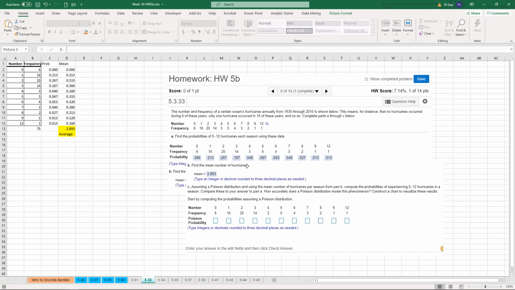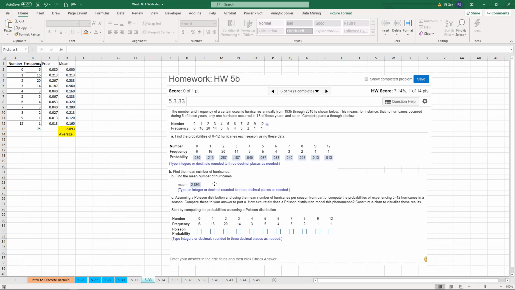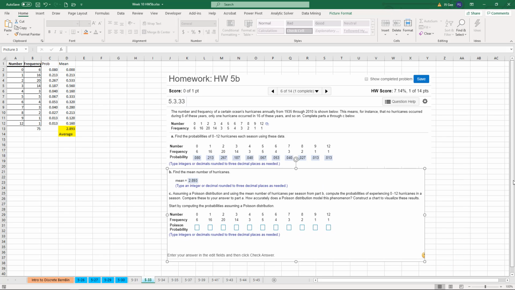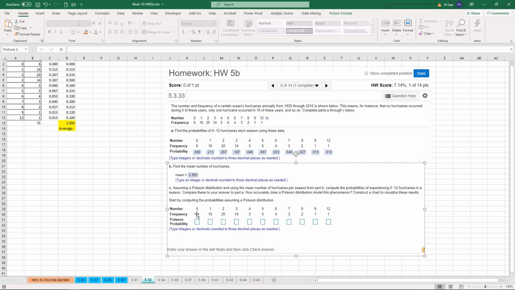Okay, so I punched that in. We got the right number right here. I'm just trying to overlay it in the same place. There we go. Okay, so that was our progress there. Now let's get to the Poisson.